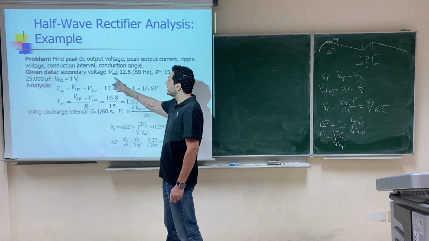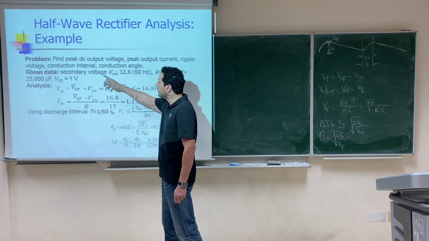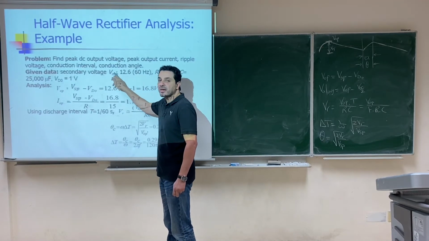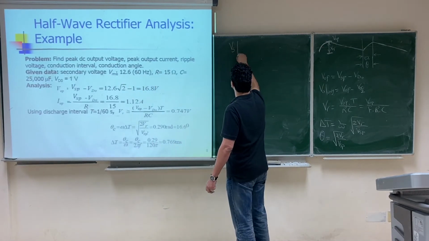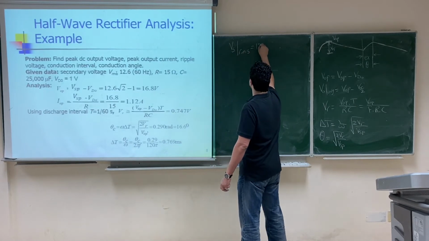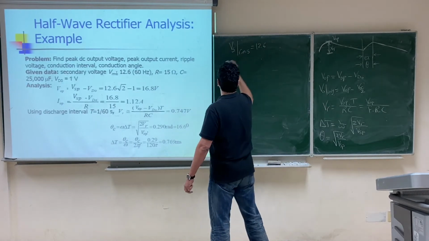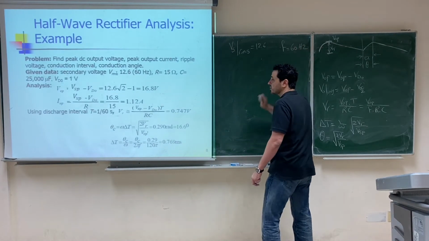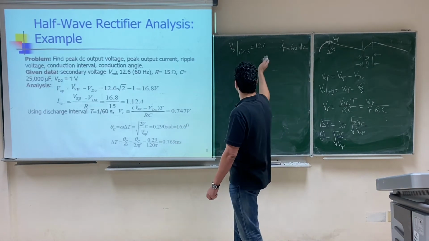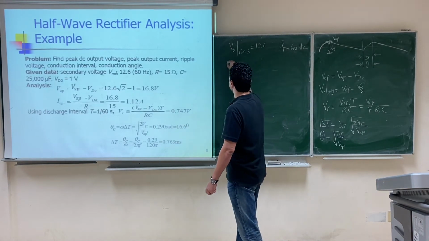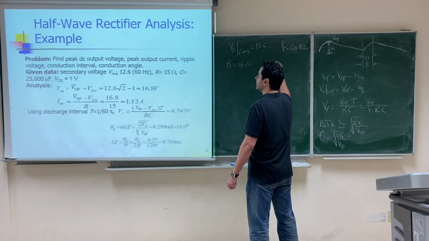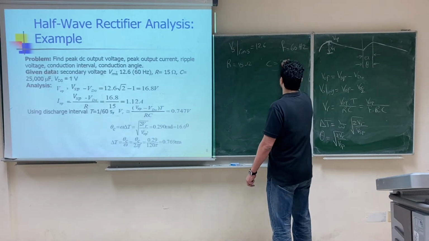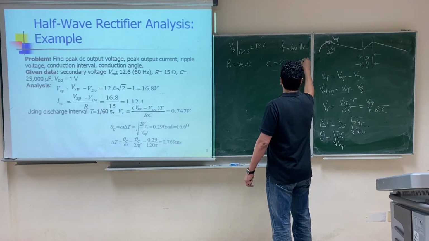Given data: secondary voltage of the transformer, this is what we call Vs, is 12.6, but it's given as RMS. So this is Vs root mean squared, 12.6. 60 Hertz. So F, the frequency of the sinusoidal wave, is 60 Hertz. This is how I'm writing the information given. R is given to be 15 ohm, C is given to be 25,000 microfarad, okay?